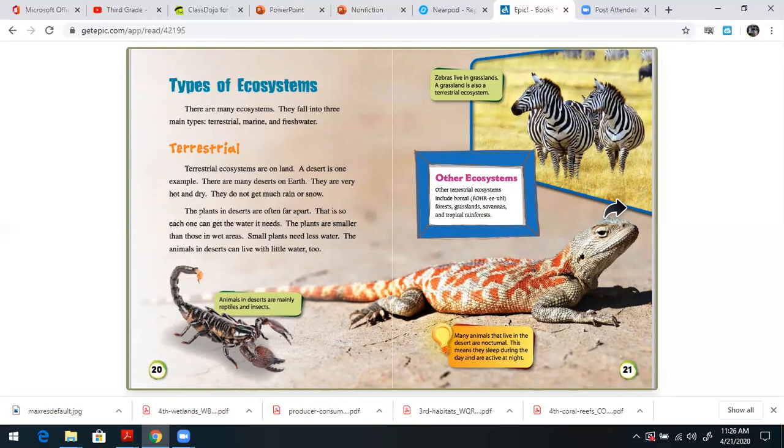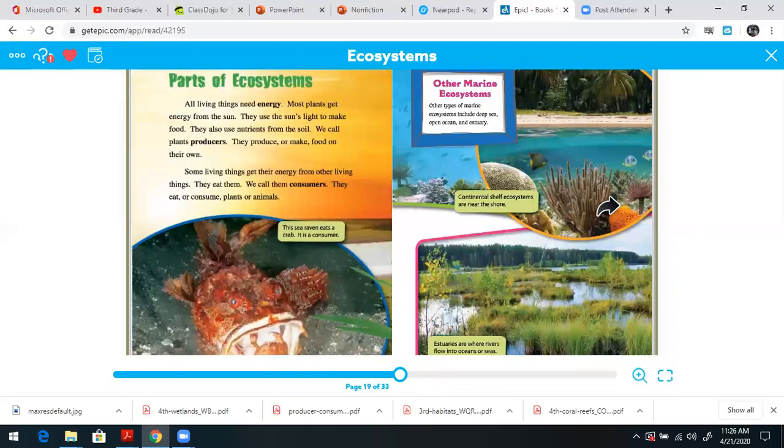Terrestrial ecosystems are on land. A desert is one example. There are many deserts on Earth. They are very hot and dry. They do not get much rain or snow. The plants in deserts are often far apart. This is so each one can get the water it needs. The plants are smaller than those in wet areas. Small plants need less water. The animals in deserts can live with little water too. So one ecosystem we're going to talk about this week is desert.